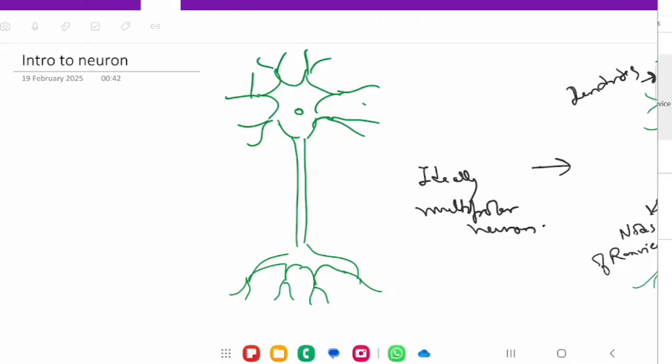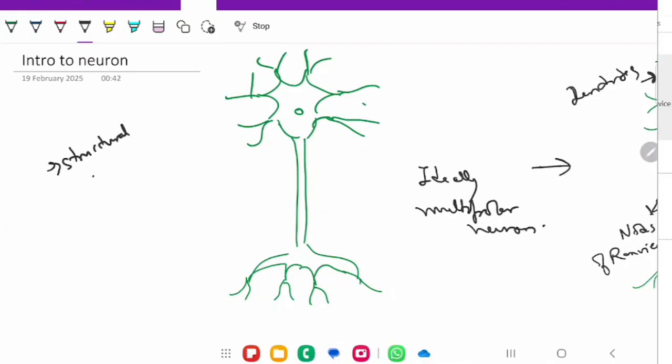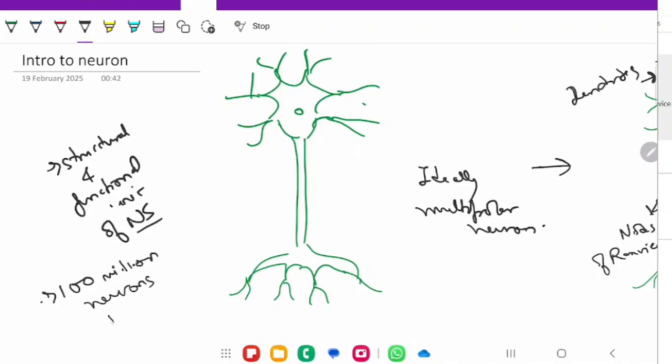So over here, if you are seeing the screen, there is a neuron. Now the neuron is the structural and functional unit of our nervous system. I'm going to briefly introduce it. There are about 100 million neurons in our nervous system.